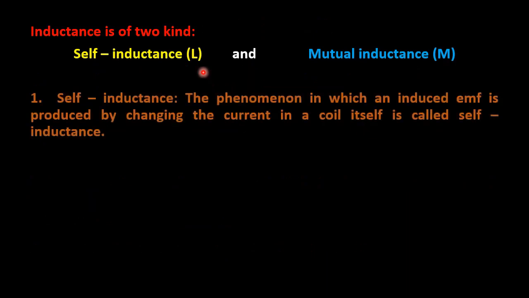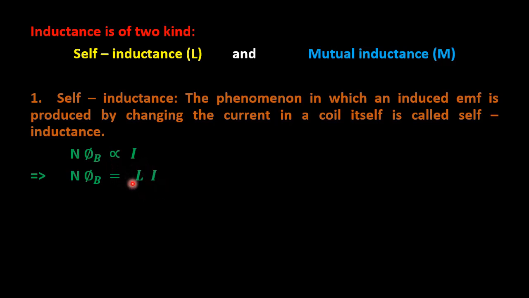Self-inductance is the phenomenon in which an induced EMF is produced by changing the current in the coil itself. So in self-inductance, only one coil is there and the EMF is induced in the coil itself by changing the current in the coil. So from the previous relation, N phi B is directly proportional to I. Here this proportionality symbol has been converted into an equals sign with a constant, and this L we call self-inductance.